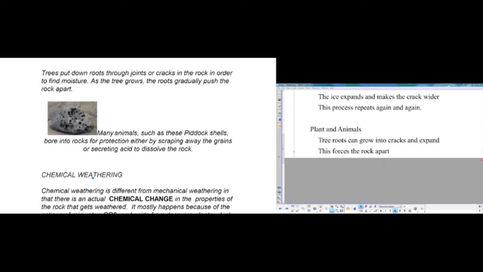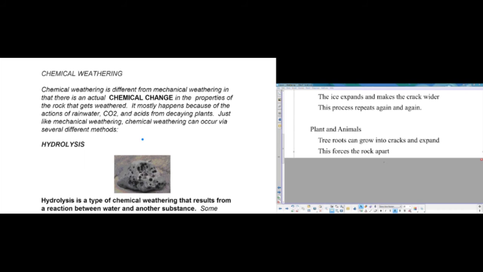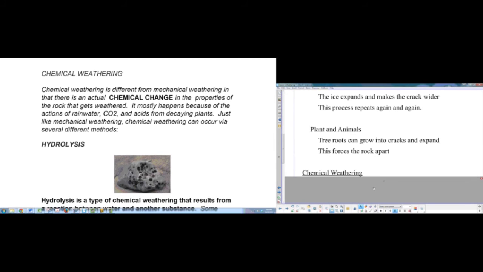So, on to chemical weathering. Chemical weathering is different from mechanical weathering in that it is an actual chemical change in the properties of the rock that gets weathered. It mostly happens because of the actions of rainwater, CO2, and acids from decaying plants. Just like mechanical weathering, chemical weathering can occur via several different methods.